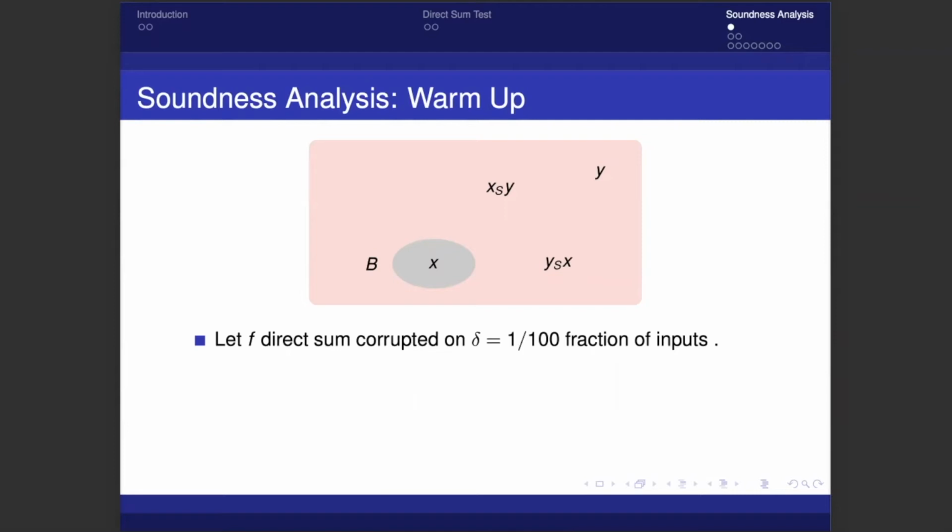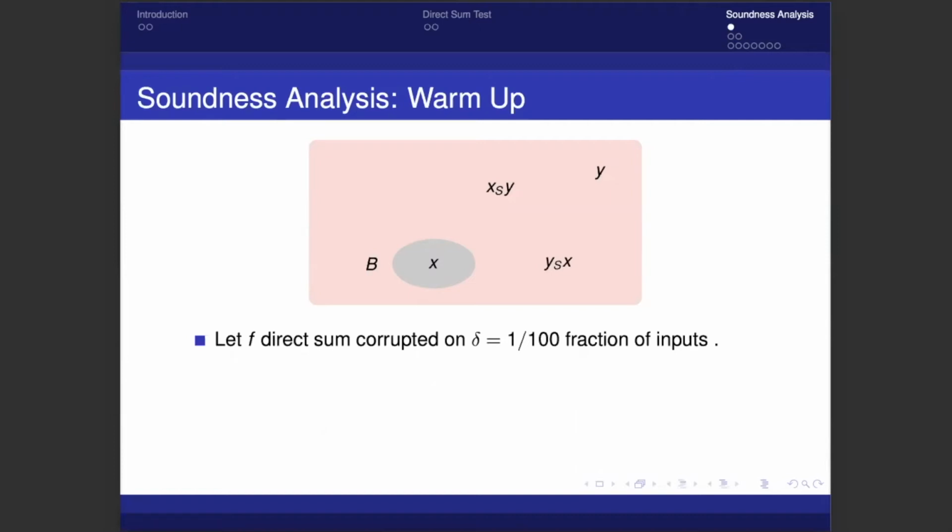But before jumping into the full soundness analysis, let's consider a simpler setting. Let's suppose that we're given a function f that is a direct sum that has been corrupted on some small fraction of inputs, say a delta fraction of inputs. So in this picture, the corrupted inputs lie in the shaded region, and we'll call this set B.